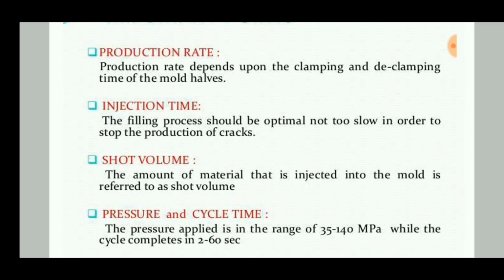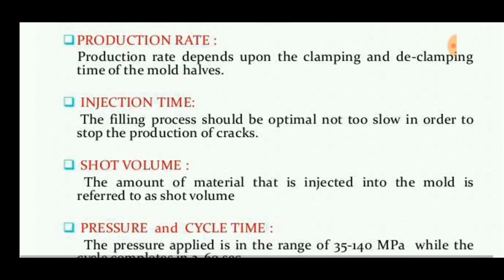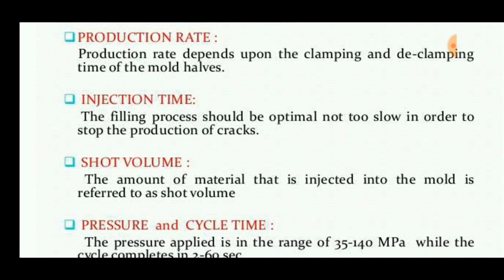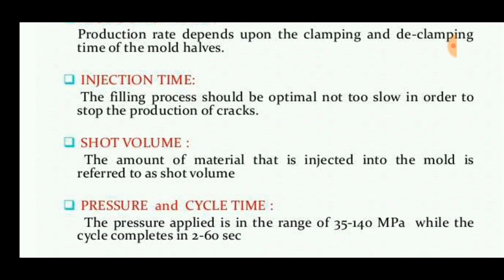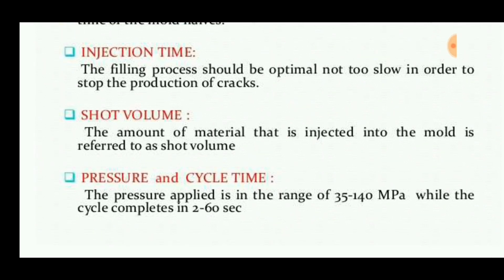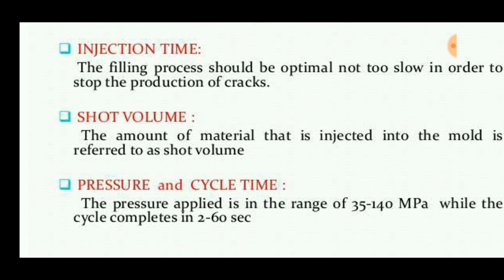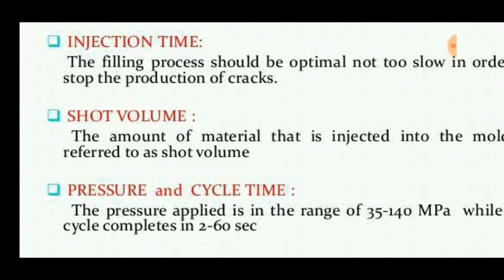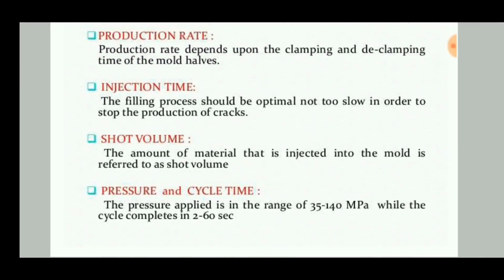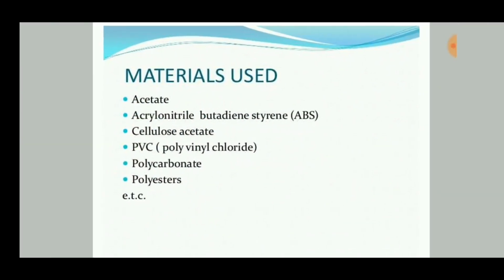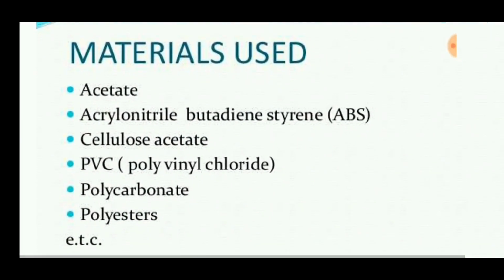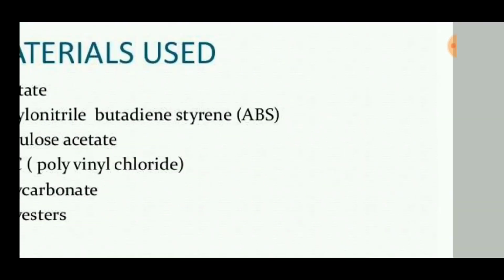It is based upon the clamping and declamping time, the injecting time, which is the filling of the plastic into the cavity, then shot volume, the amount of material that is injected, and pressure and cycle time. High pressure causes the molten material to solidify to a greater extent and in minimum time, and cycle time can be reduced. Materials used are acetate, acrylonitrile butadiene styrene, and cellulose acetate, etc.